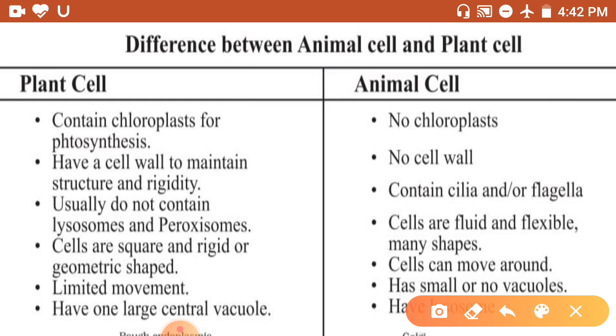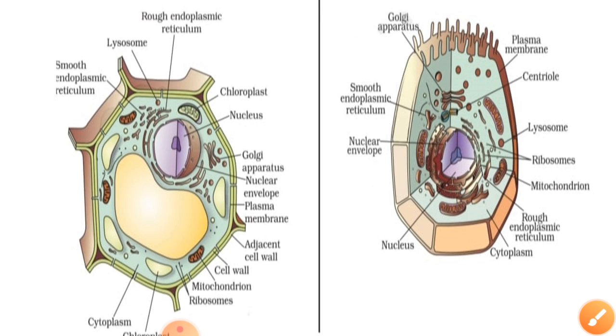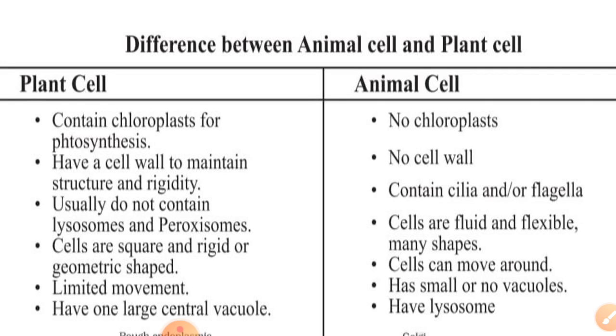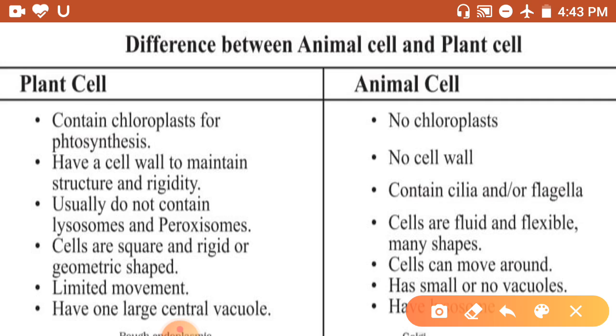Now next, plant cells are square, rigid or geometrical in shape. You can see the plant cell has a square or hexagonal shape, but animal cell is not any fixed shape, it is an oval shape. In the plant cell, they look like a square shape, not totally, but look like a square and geometrical shape. Animal cells can move around, and cells are fluid, flexible and found in many shapes, not only one shape, while plant cells are found in a rigid or geometrical shape, square also.